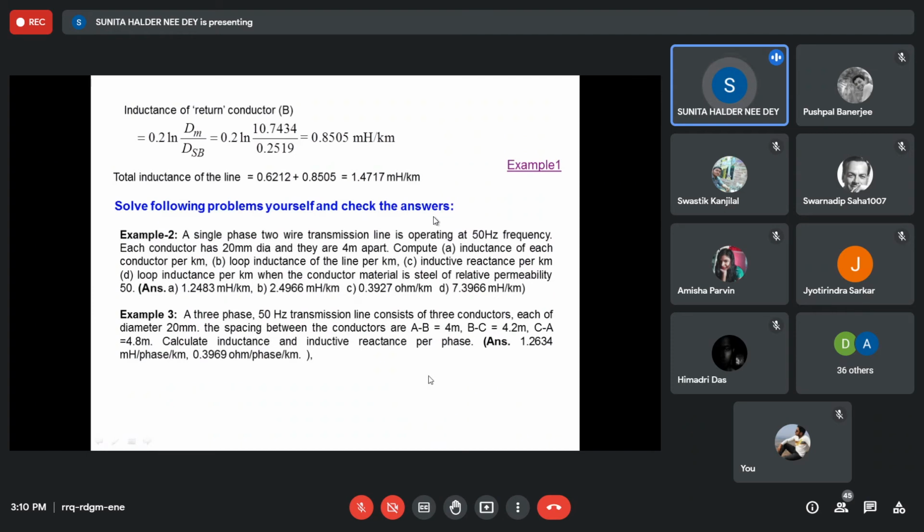Similarly, I have given two examples, where you only put in the formula and get the result. I have given the answer, you do it yourself. I am not explaining anything about it. If the answer does not match and you cannot do it, you tell me in the next class.